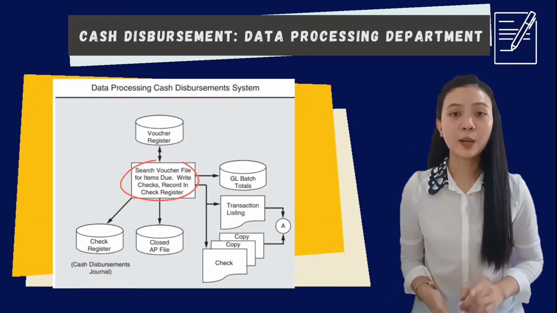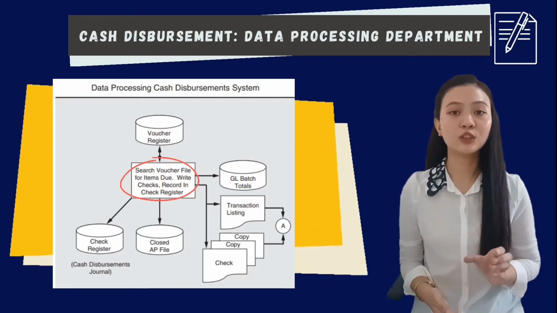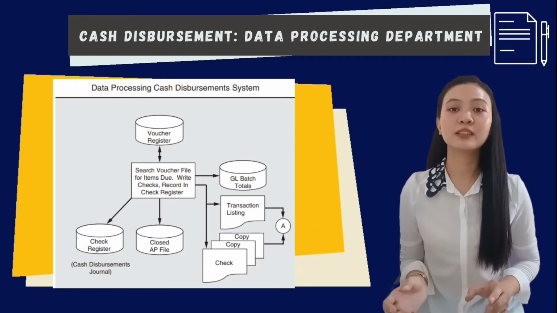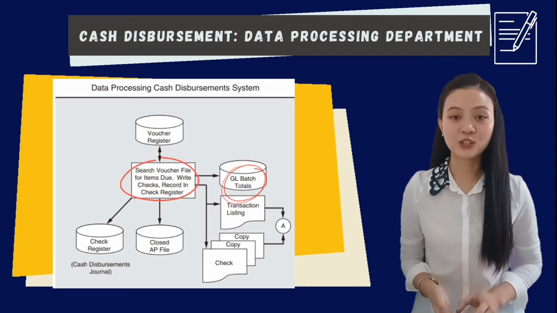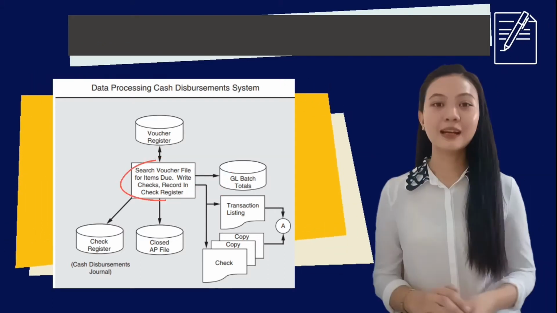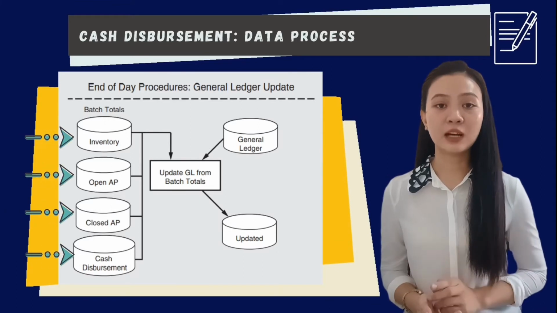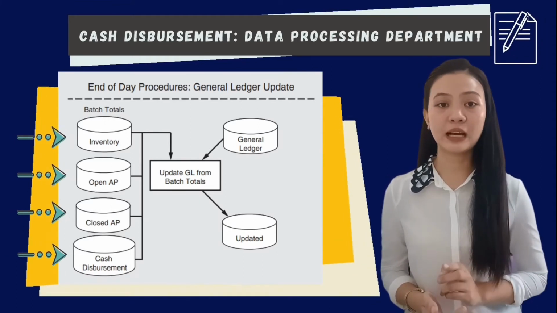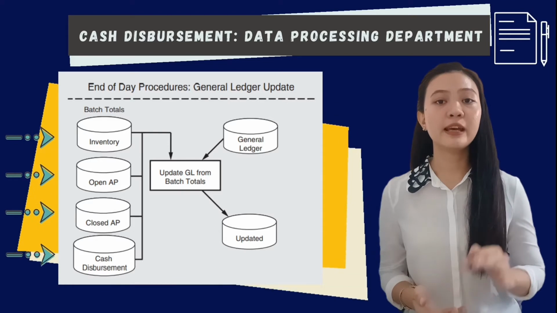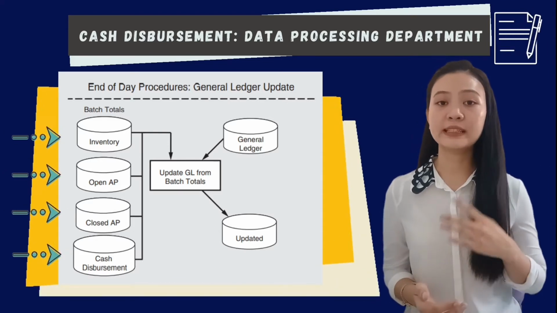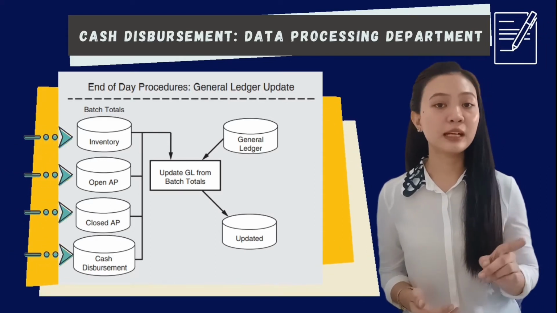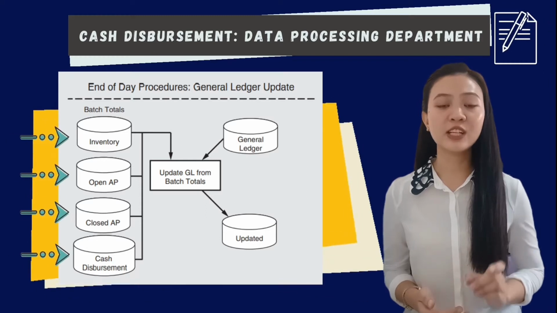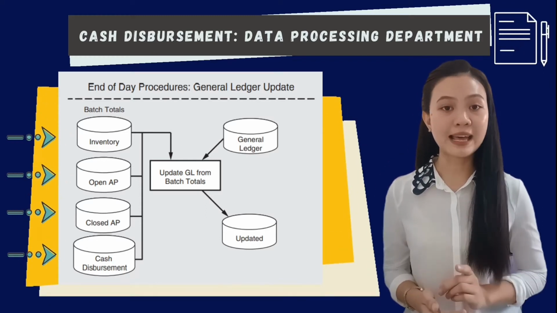And finally, batch totals of the closed accounts payable and the cash disbursements are prepared for the general ledger update procedure. At the end of the day, batch totals of the open or unpaid accounts payable and the closed or paid accounts payable, inventory, and cash disbursements are posted in the general ledger. The totals of the closed accounts payable and cash disbursements should balance.